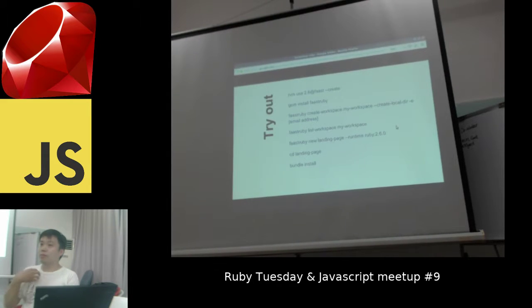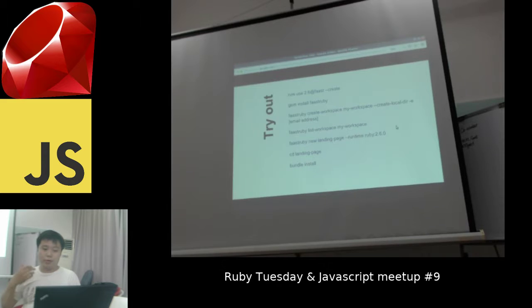For this step, we are using RVM, Ruby Version Manager. For serverless, it only supports 2.5.3 and above. Other than that, there's no support because it requires just-in-time compilation. I think that's one of the new features that supports serverless. Then we install Fast Ruby.